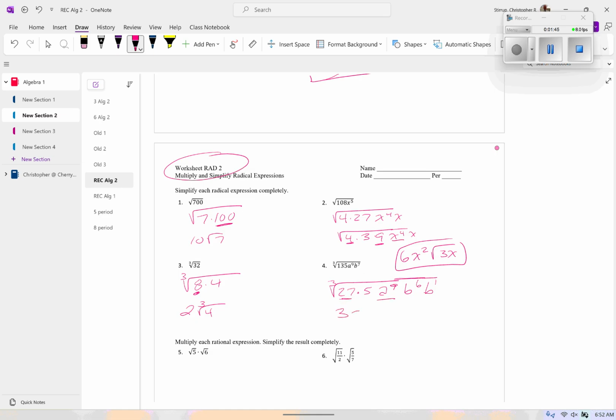Third root of a to the ninth is a to the third because 3 goes into 9. Third root of b to the sixth is b to the second. And then I have third root of 5b, or b to the first. So there's your answer.